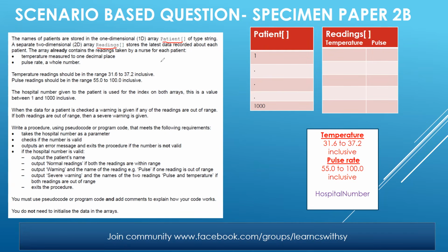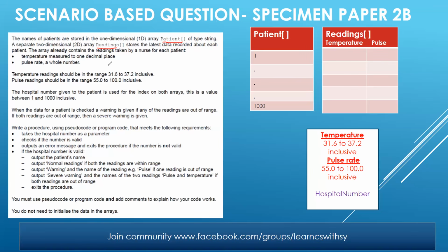Now, the data is already stored about the patients, and you don't have to take input in this question. Right now, they are only concerned about you talking about how to handle a certain situation. Let's see what that situation is. Any questions till now? A 1D array by the name patient holds the names of the patients, and another array is going to hold the temperature readings and the pulse rate readings for each patient.